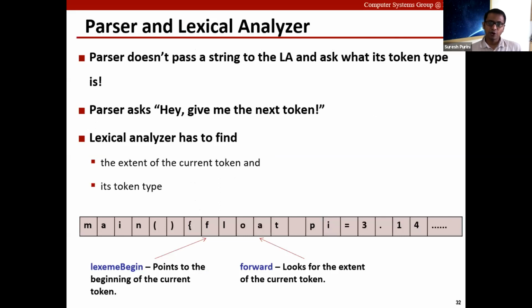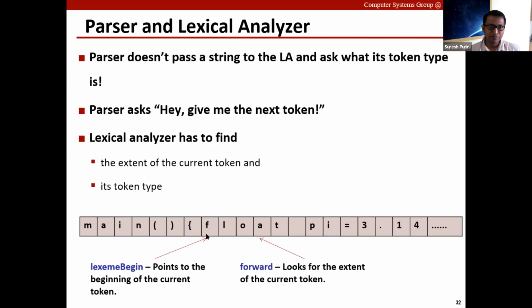Next, the story is not yet complete, because the parser doesn't pass a string to the lexical analyzer and ask what its token type is. It simply asks, hey, could you please give me the next token? So the lexical analyzer has to do two things. Number one, it has to find the extent of the current token. Like for example, in this particular case, there is float. When the parser calls the lexical analyzer to ask for the next token, the input pointer is at the start of it.